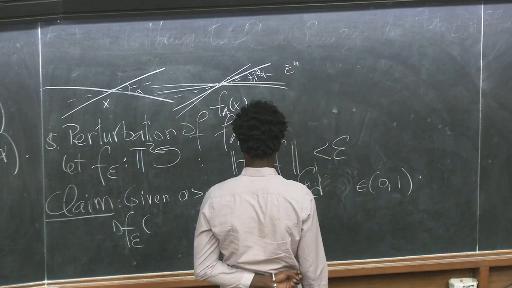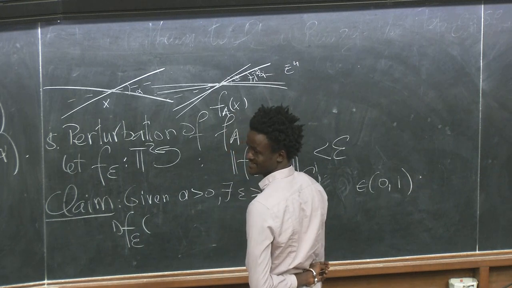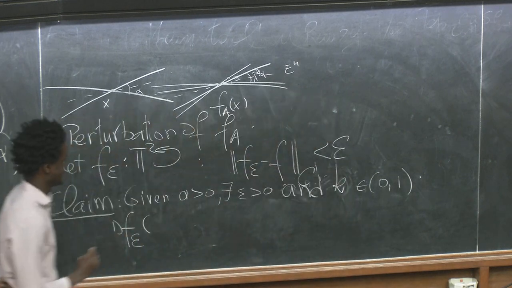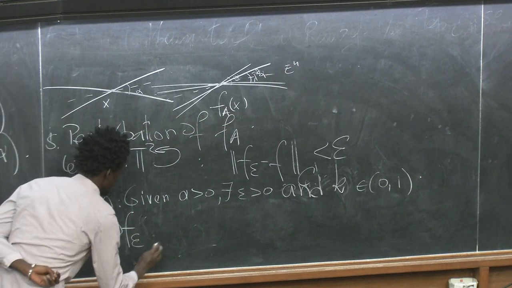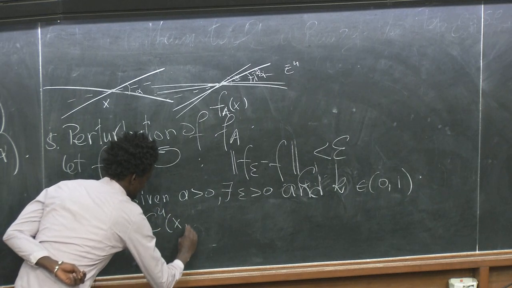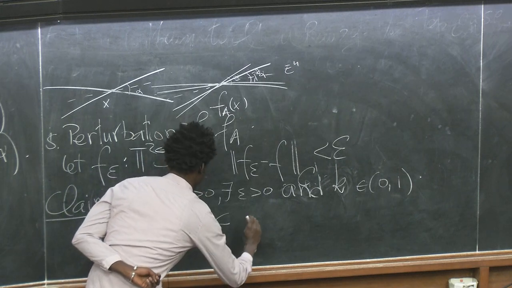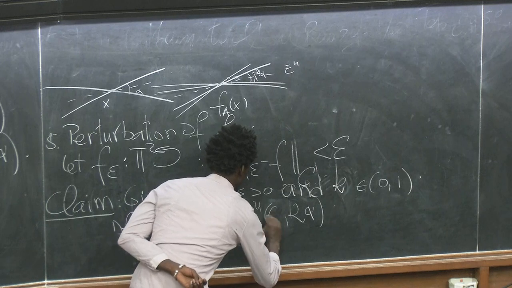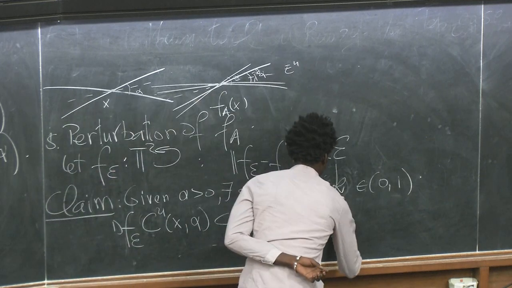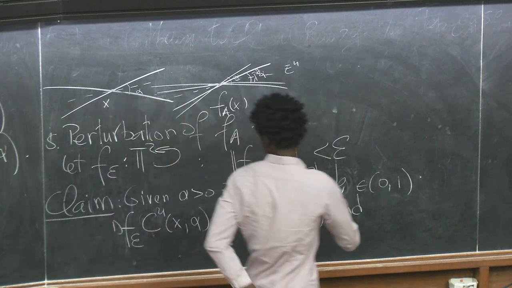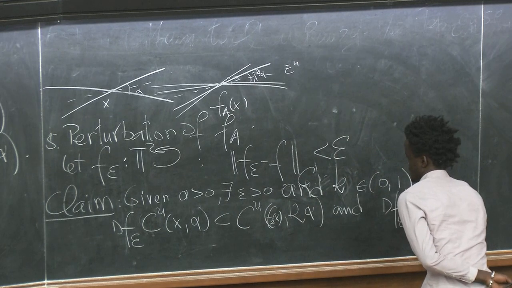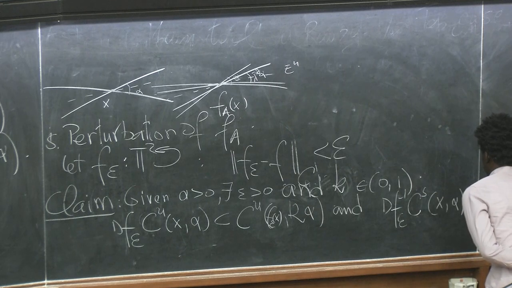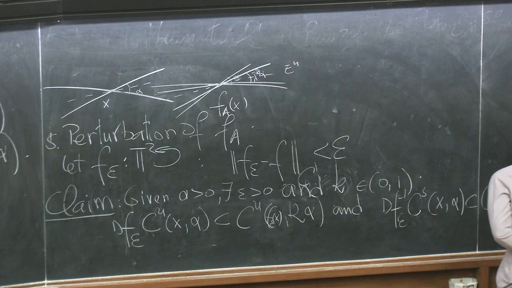So how should I call it? Yeah, but it's not exactly the same. Kappa, okay. DF epsilon of C U X alpha is in C U X kappa alpha, at F of X, F epsilon X. And d f epsilon minus 1 at C S X alpha is in C S F minus 1 X kappa alpha.